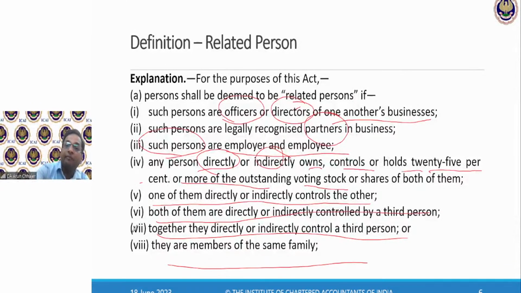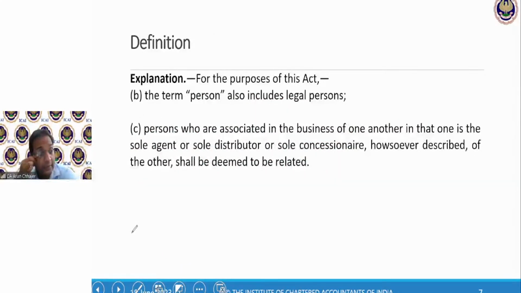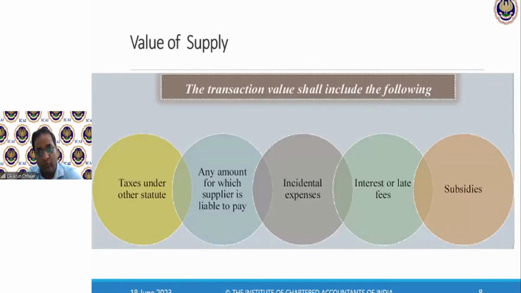Members of the same family are also considered related persons. Further, it says that person includes a legal person, and persons who are associated in the business of one another, where one is the sole agent, sole distributor or sole concessionaire, howsoever described, of the other, shall be deemed to be related. So a sole agent or sole distributor will also be considered a related person. These are the definitions of related person. Now let's move on.